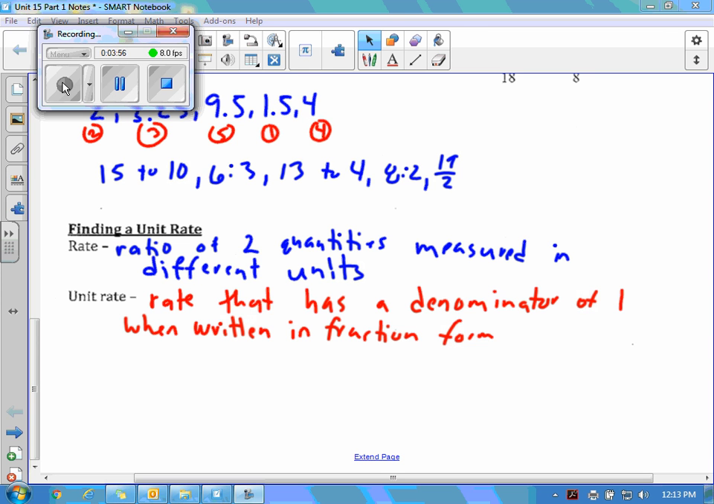All right, a couple definitions at the bottom. So we talked about a ratio at the beginning as using division to compare two quantities. A rate is a specific type of ratio. A rate is a ratio of two quantities measured in different units. So think like miles per gallon or feet per minute or something like that. That's a rate. And then a unit rate is a rate that has a denominator of 1 when written in fraction form.